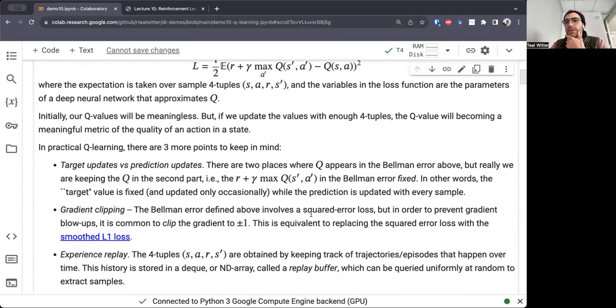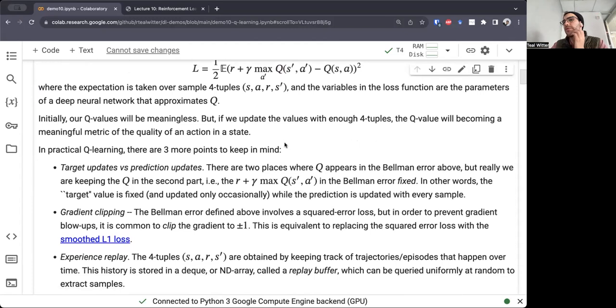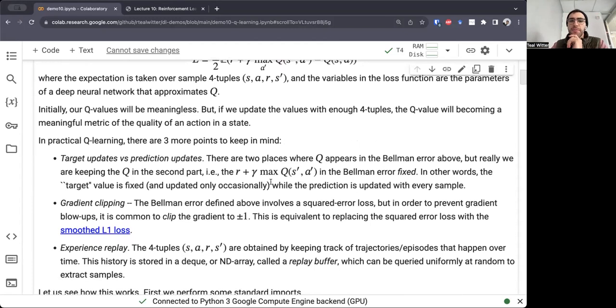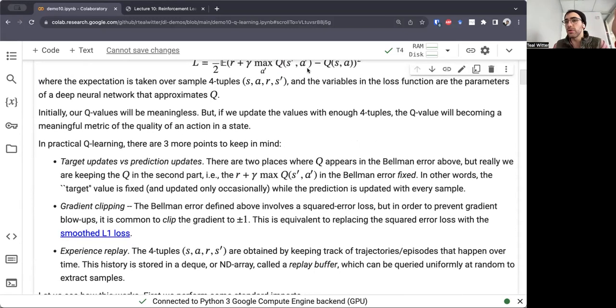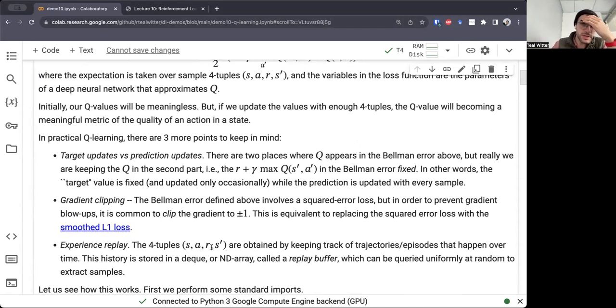And then the other thing that we'll do, whereas before we optimized over a particular trajectory at a time, today we don't need a whole trajectory. We actually just need this 4 tuple. So what we're going to do is we're going to sample lots of trajectories following this approach and keep track of all of the 4 tuples that we observed along the way. Then we'll store this history in a deque or ndarray called a replay buffer, which we'll query uniformly at random to extract samples, and then we'll optimize over these samples.